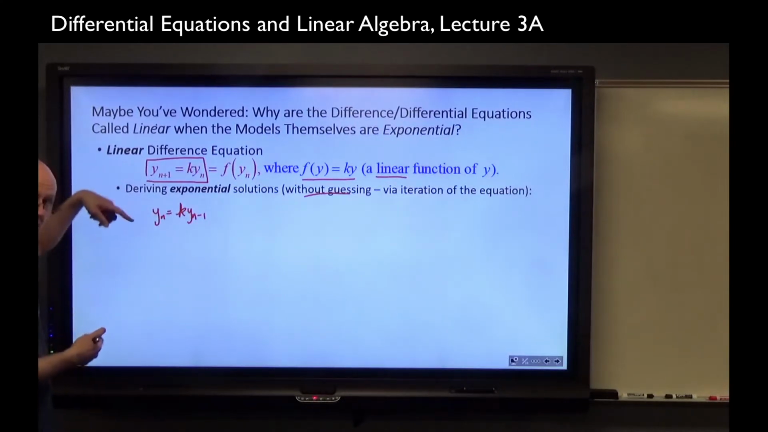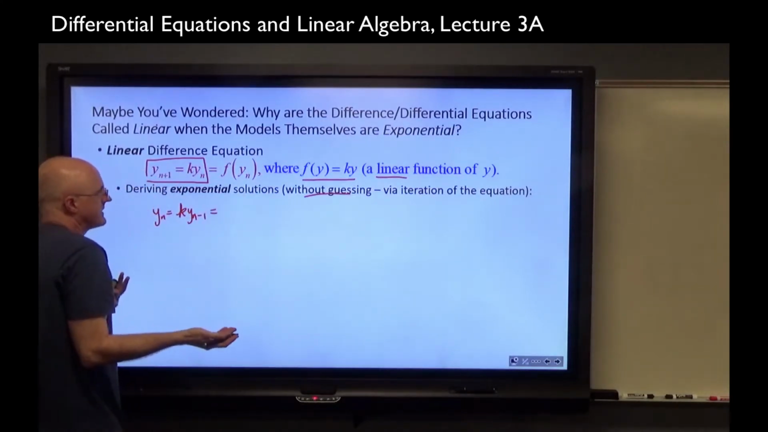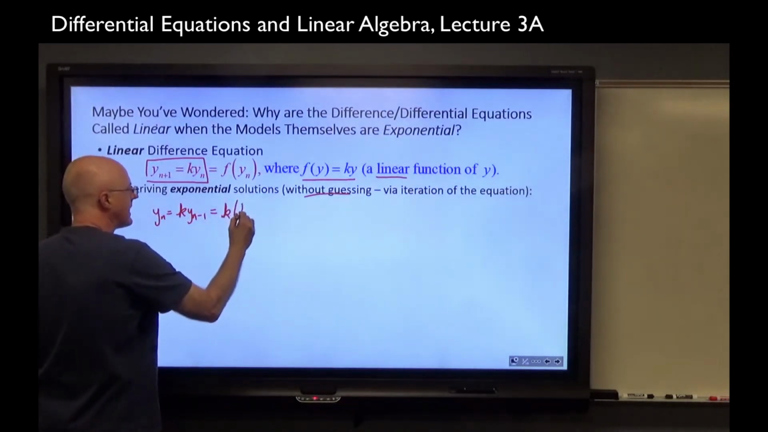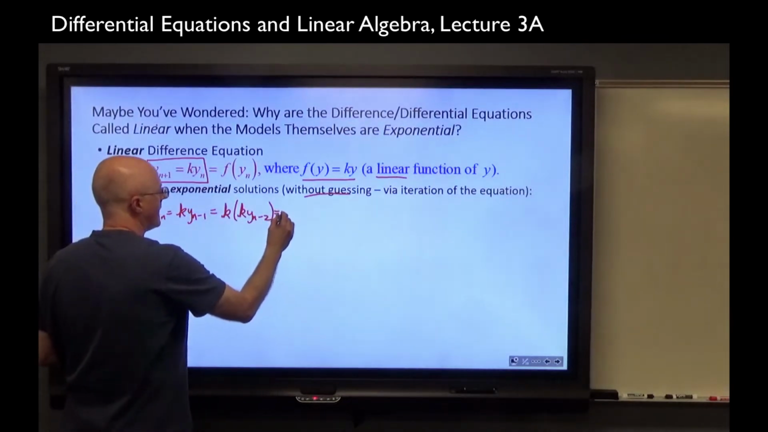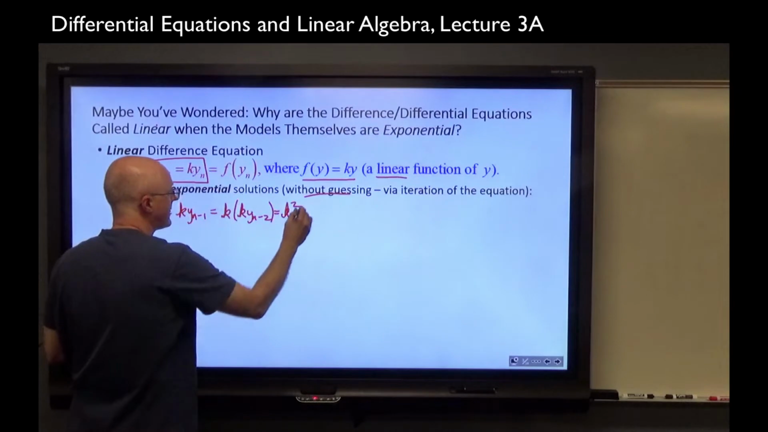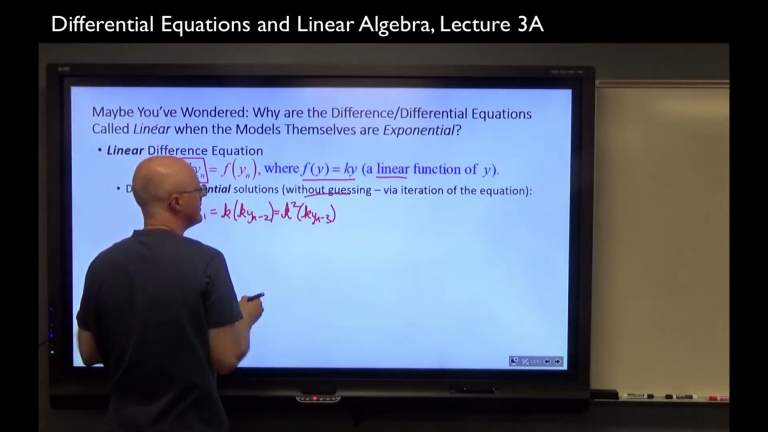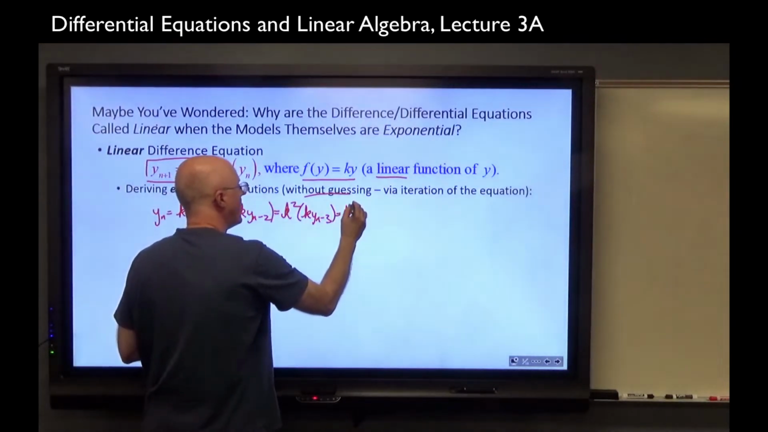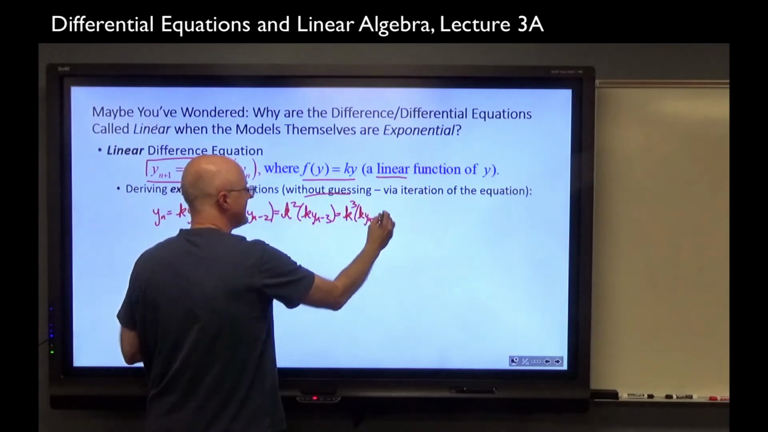It's really the same kind of equation. The new value is k times the old value. What you can essentially do is keep iterating this equation symbolically. We can replace the y_(n-1) with k times y_(n-2) to get k squared times y_(n-2). And y_(n-2) can be replaced with k times y_(n-3), which is k cubed times y_(n-3). And then y_(n-3) can be replaced by k times y_(n-4), etc.